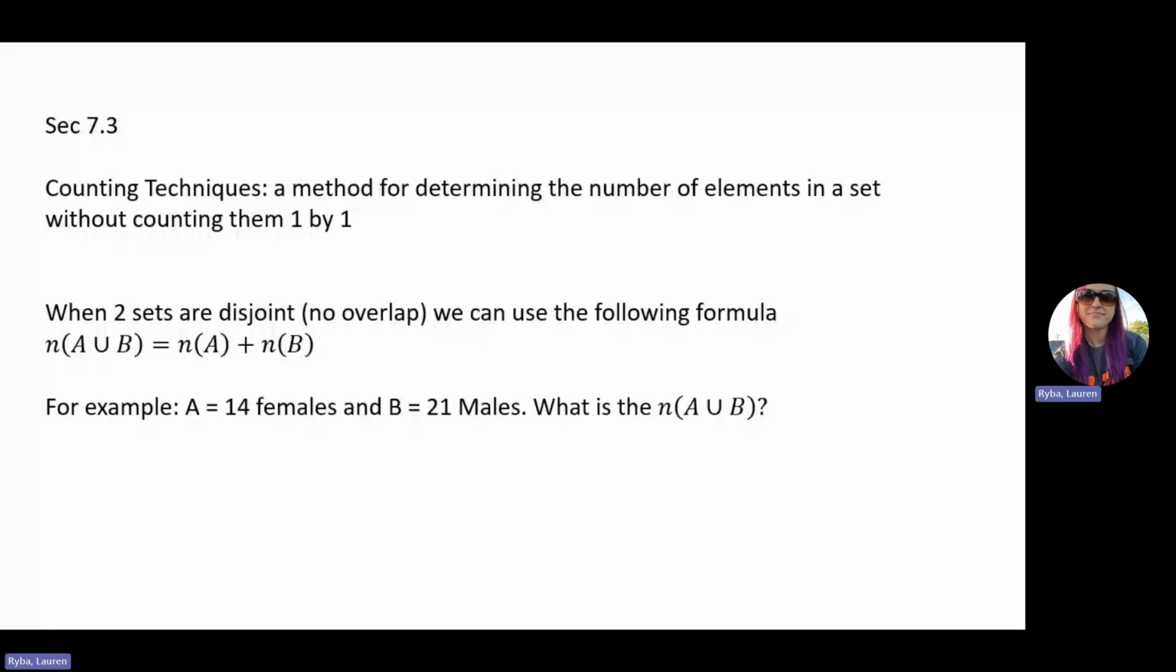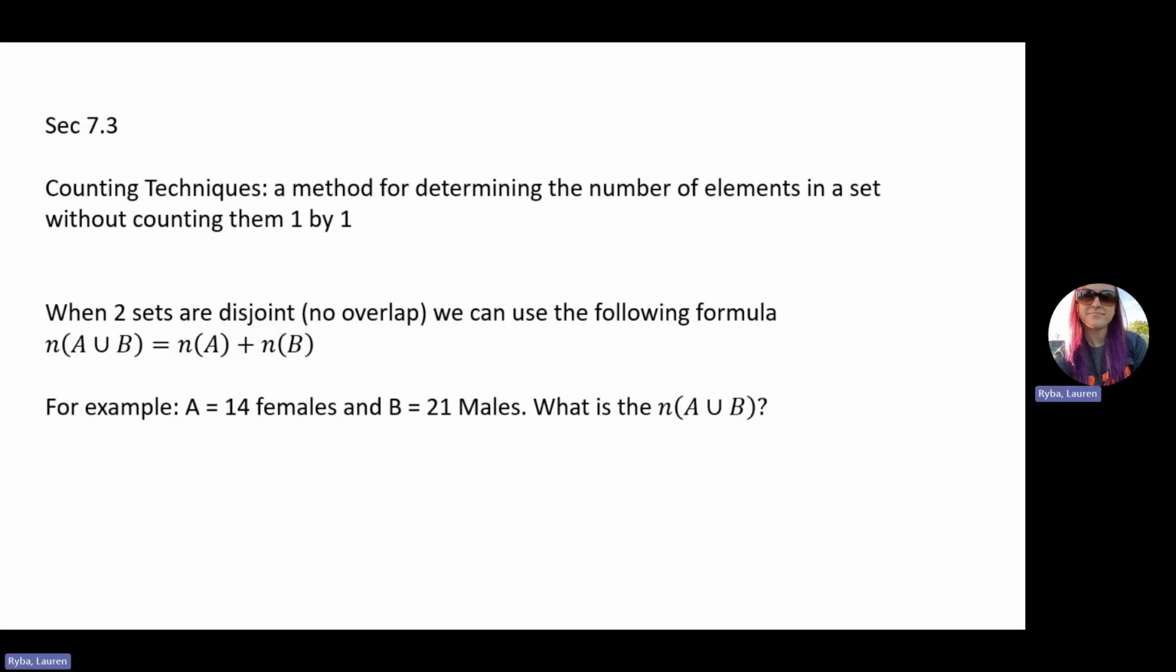With our sets today, we are going to talk about some counting techniques. Section 7.3 is today, and it says counting techniques is a method for determining the number of elements in a set without counting them one by one. Basically, it just means we're going to have some formulas that will help us shortcut the process.